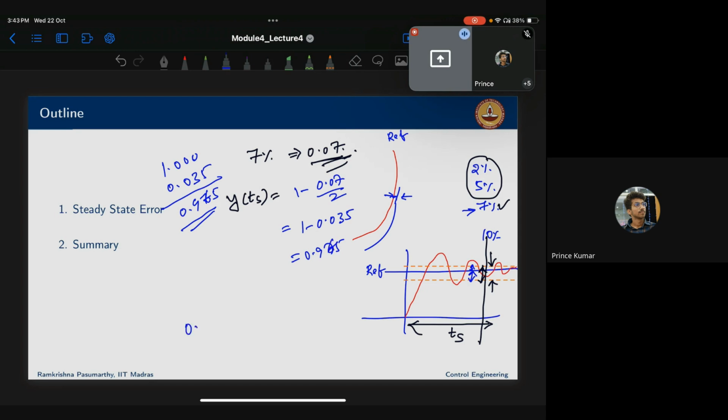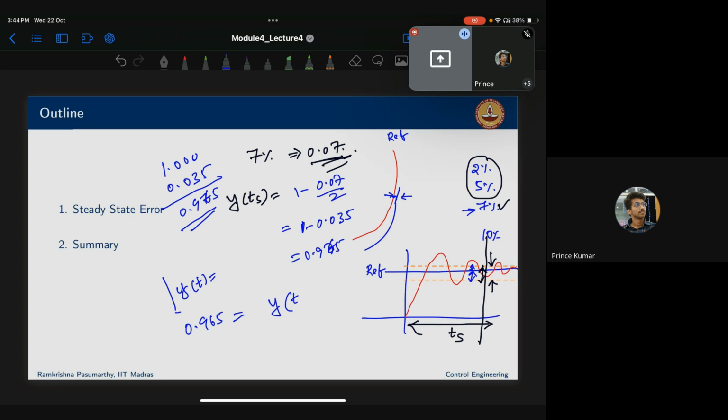So now equate that 0.965. You have this y of 0.965. Okay, whatever it is, you have 0.965. That is correct.